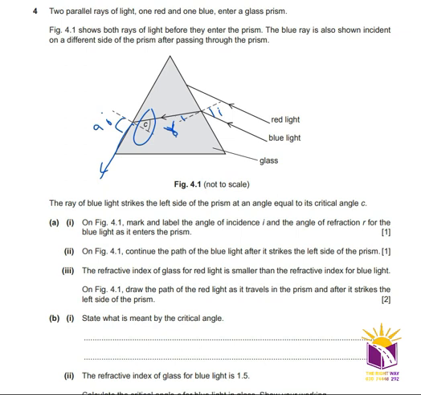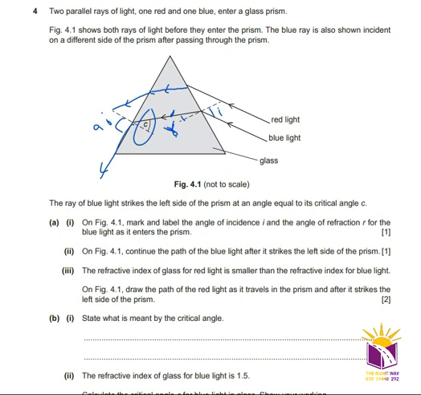Question number 3. The refractive index of glass for red light is smaller than the refractive index for blue light. On figure 4.1, draw the path of the red light as it travels in the prism and after it strikes the left arm of the prism. So as the refractive index is smaller, it will refract less. Refract less means the line will be something like this, not as much bent as our below line. The angle of incidence is not going to be the critical angle, so it will be refracted outside like this one.